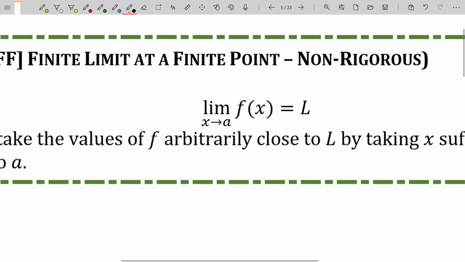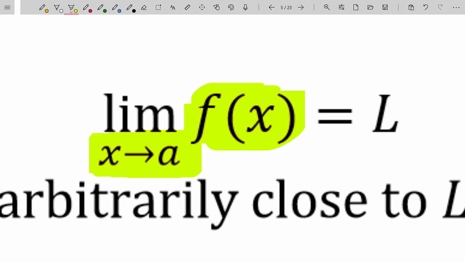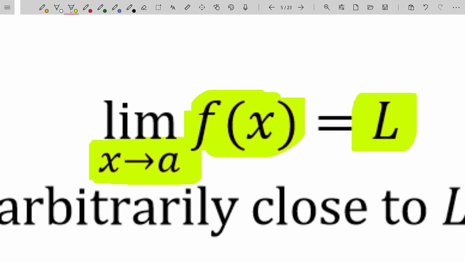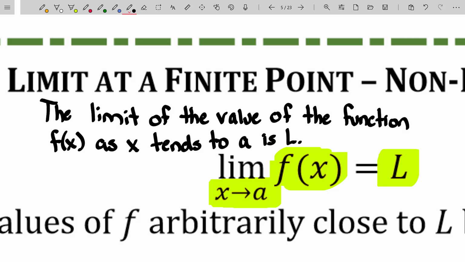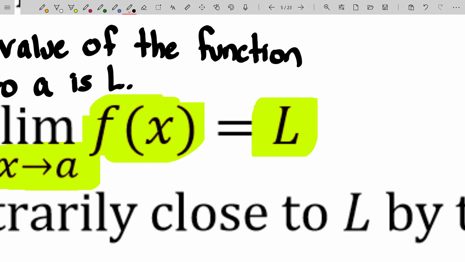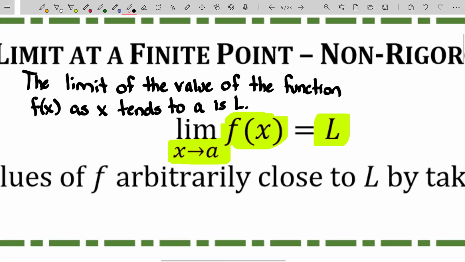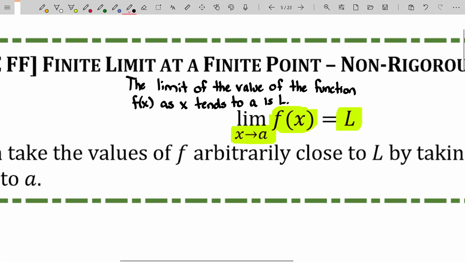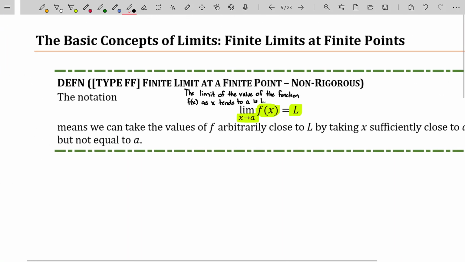The notation, lim as x goes to a of f of x equals L. I'm going to write down how you would read that. This is read as the limit of the value of the function f of x as x tends to a is L. What that really means is as x gets super close to a, within what we would call a delta neighborhood of a, the function values or the y values for the function tend to a value of L. That's really what that notation means. Officially, it's much more detailed than that.